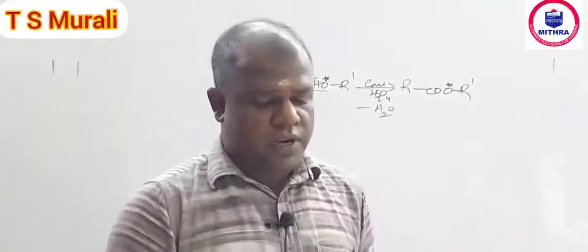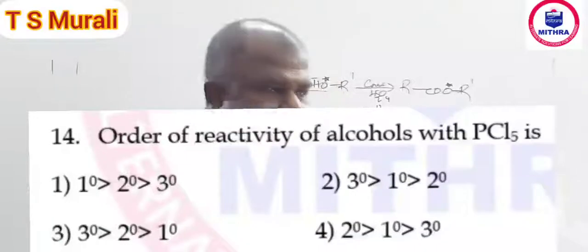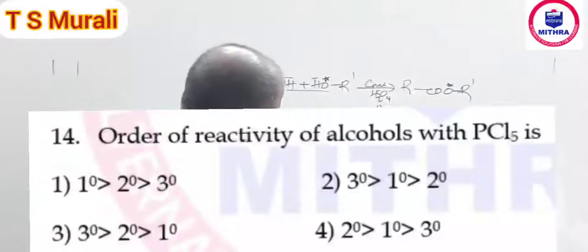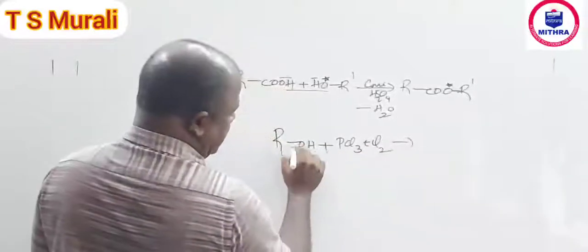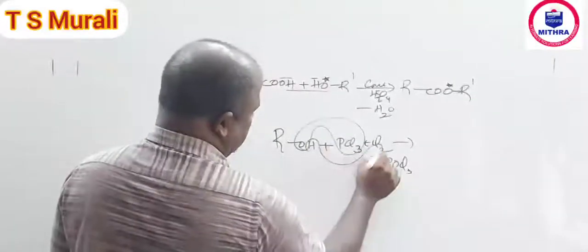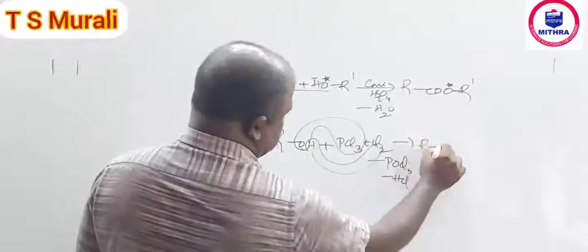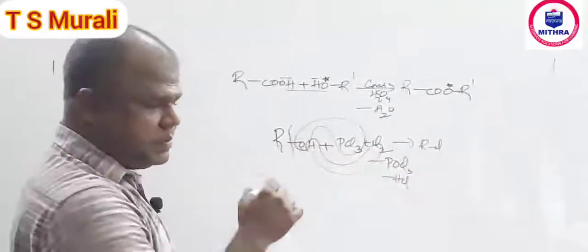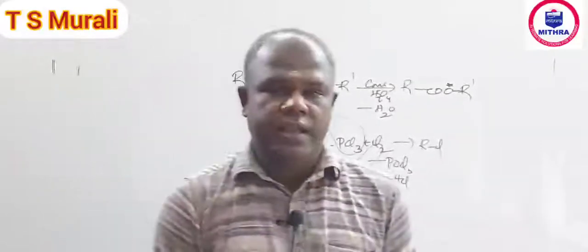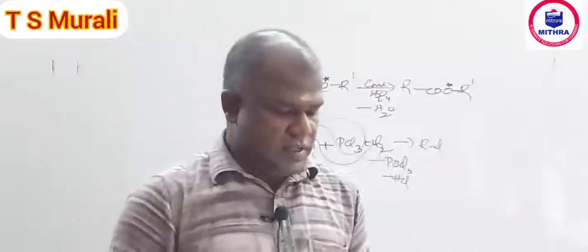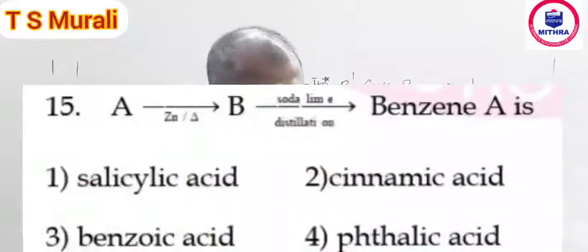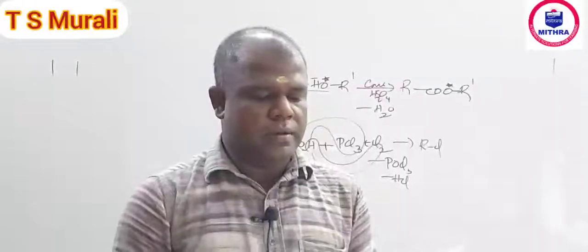Question number 14, order of the reactivity of alcohol with PCl5. See, ROH with PCl5, actually it is PCl3 plus Cl2. This oxygen combines with the PCl3 to form POCl3, H joins with the Cl to form HCl. So you are getting RCl. Anyway, my argument is that in this particular reaction, OH is totally detached. OH-detaching reaction follows the order tertiary greater than secondary greater than primary. So find that option.